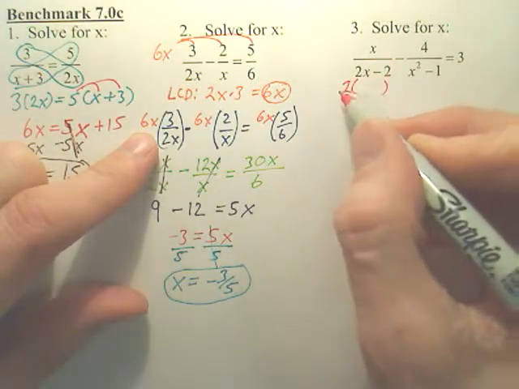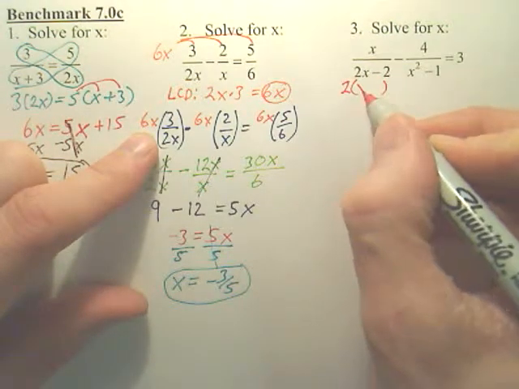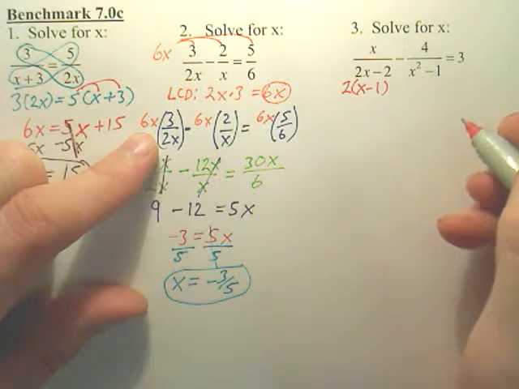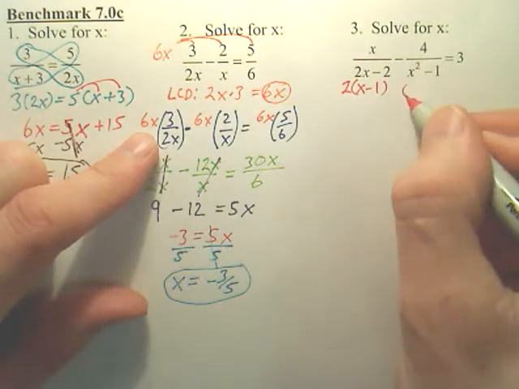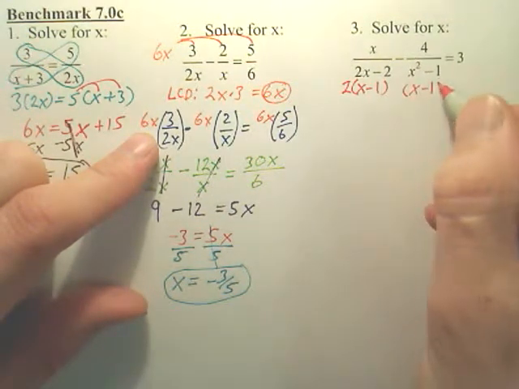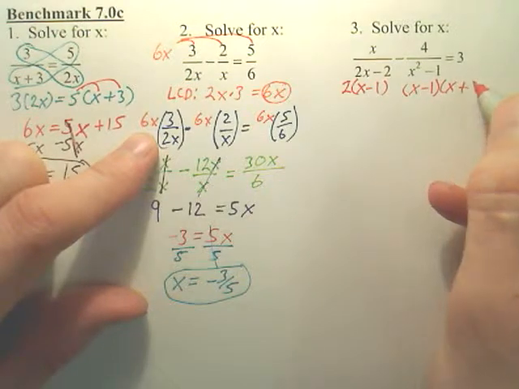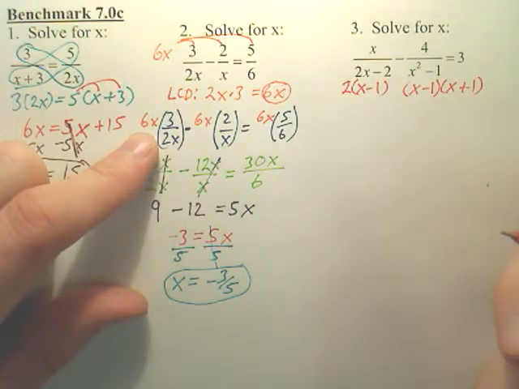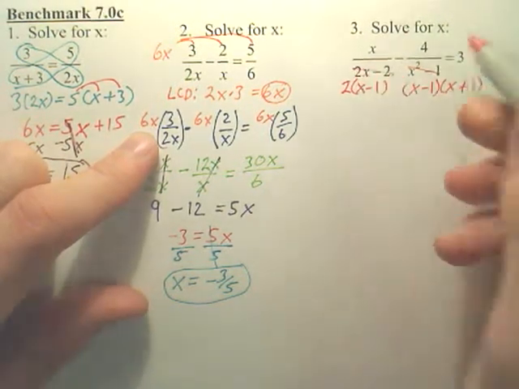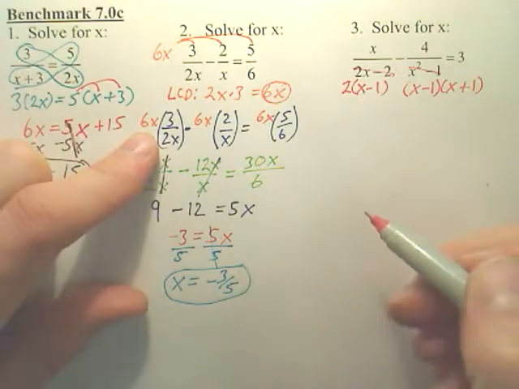So for this denominator, when you pull a 2 out, you're left with x minus 1. For this denominator, when you factor it, it's a difference of squares. So it's going to be x minus 1, x plus 1. I'm going to cross those out. Those are my new denominators.